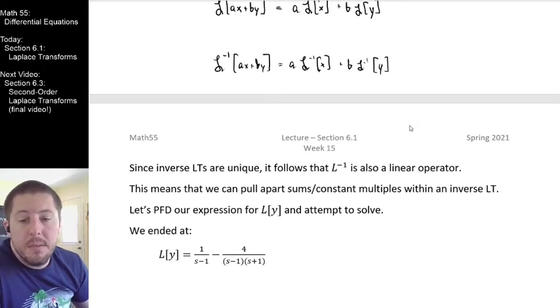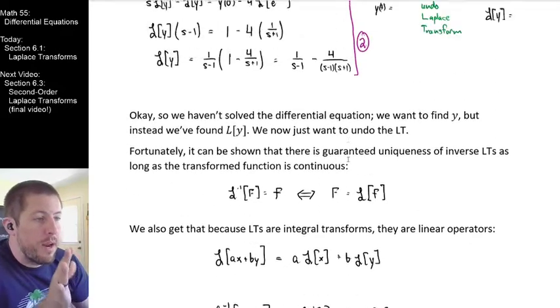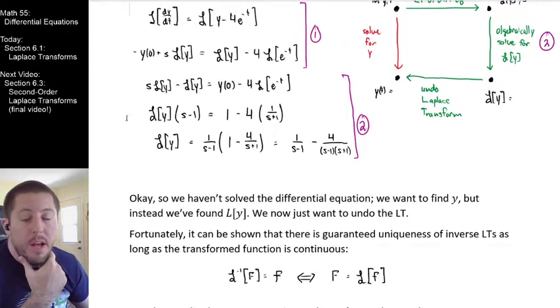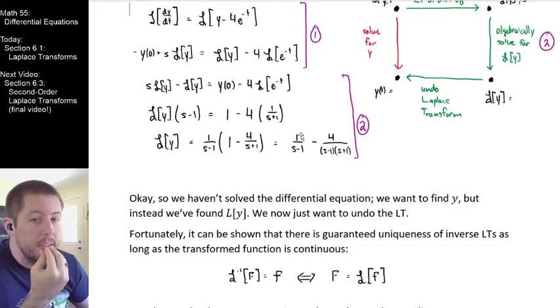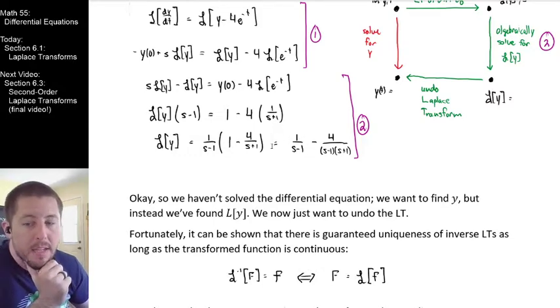So here's what I'm seeing. We want to undo this Laplace transform by just applying an inverse Laplace transform, but I don't want to do the calculus. I just want to say, hey, listen, do you know what function we took the Laplace transform of if I got out 1 over s minus 1?